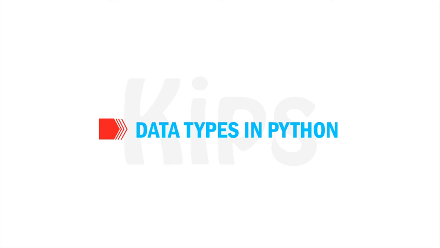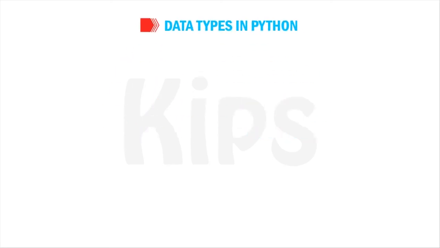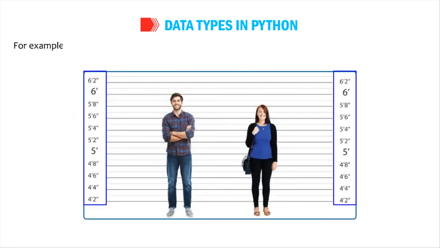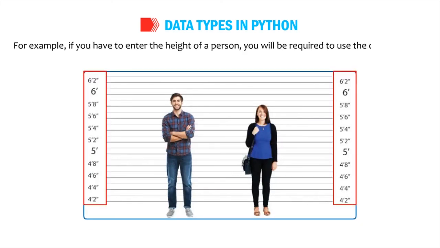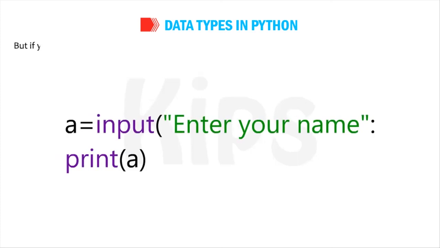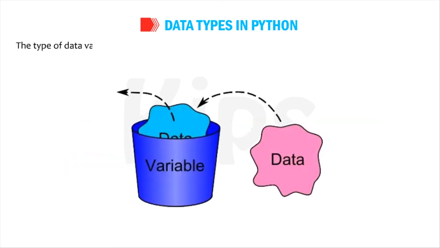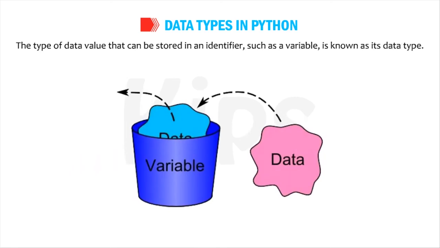Let us learn about data types in Python. While writing a Python program, you need to work with different types of data. For example, if you have to enter the height of a person, you will be required to use a decimal value. But if you have to write the name of a person, then you need to use a string or a collection of characters. The type of data value that can be stored in an identifier, such as a variable, is known as its data type.